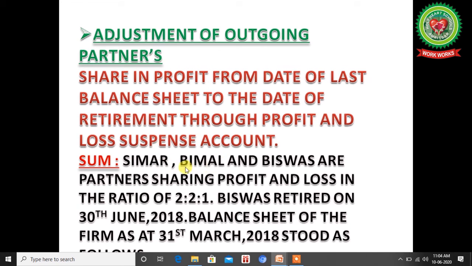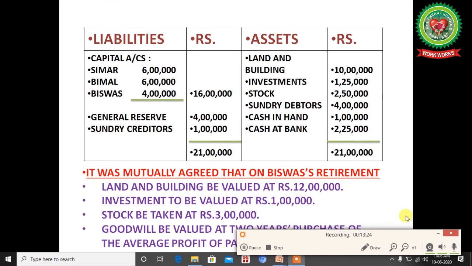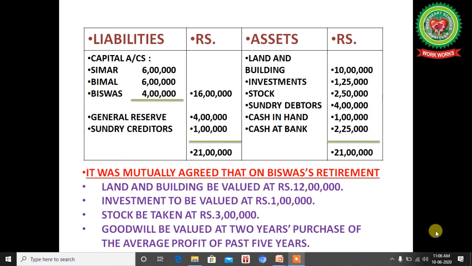See the statement: three partners are available, Simar, Bimal and Biswas, sharing profits and losses in the ratio 2:2:1. Biswas retired on 30th June 2018. The balance sheet of the firm is as follows. So the balance sheet is provided to you. See the balance sheet: land, investment, stock, sundry debtors, everything is given to you. Stock, cash in hand, sundry debtors, cash at bank, three partners' capital, general reserve, sundry creditors.